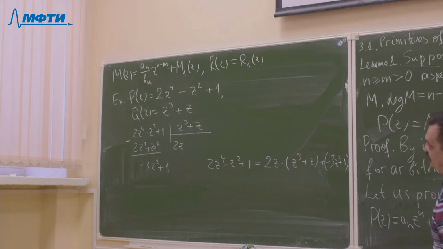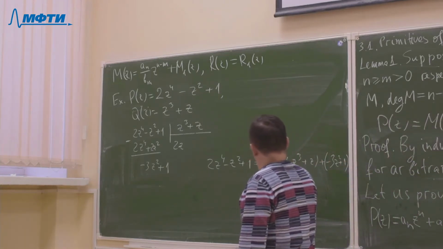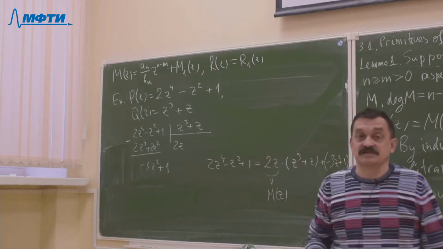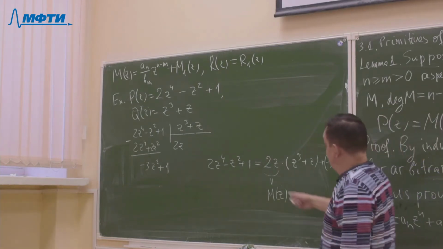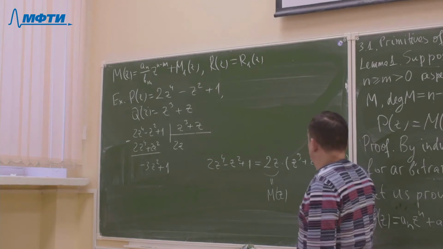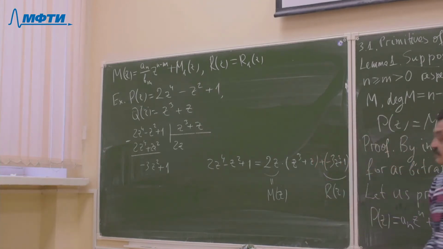So what we have here, M of z, the result of division, is 2z, the entire part, and the remainder is R of z. The degree of R is strictly less than 3. The degree of M is equal to the difference between degrees of our polynomials, right?